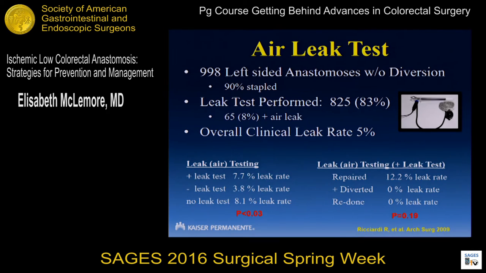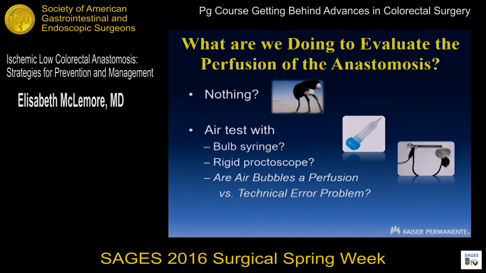When they looked at what was done for the findings of the air leak testing, they found that repairing the anastomosis had an even worse outcome, 12.2%. And in patients who are diverted, and also in patients where the anastomosis was redone, the leak rate dropped down to perfect. So what are we doing today to evaluate our anastomosis? Nothing, hoping for the best, crossing our fingers and toes, saying our prayers at night, bulb syringe, rigid proctoscope, and specifically, is an air leak test sufficient, especially in 2016?